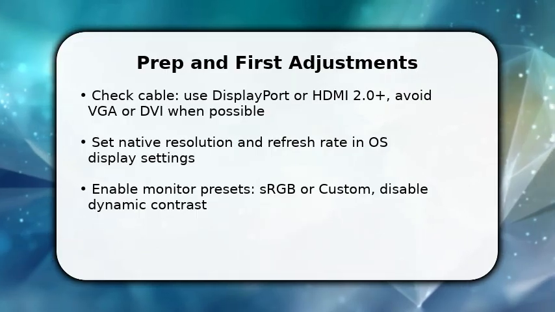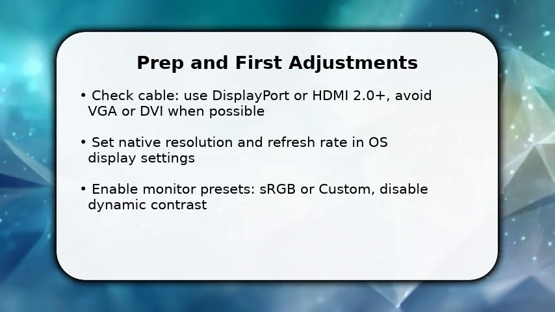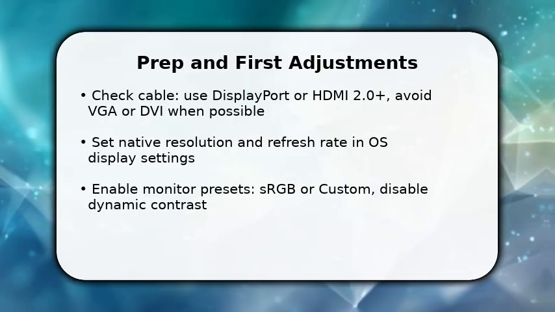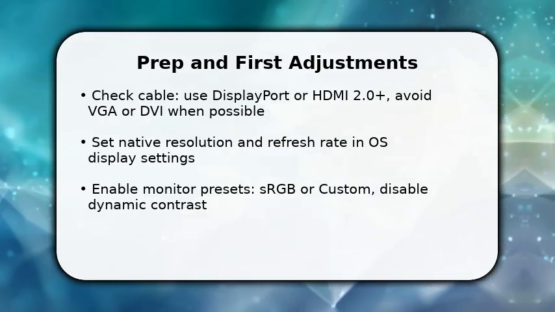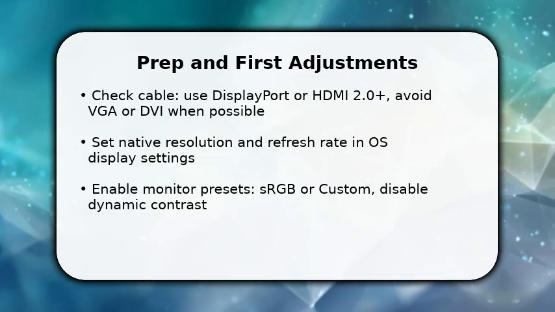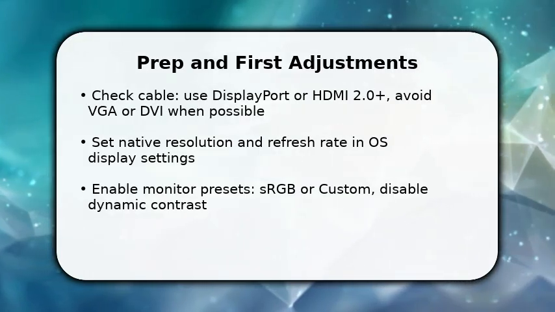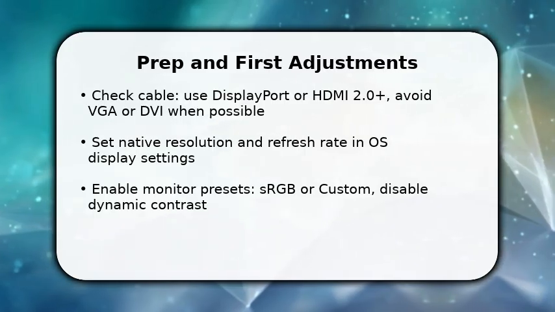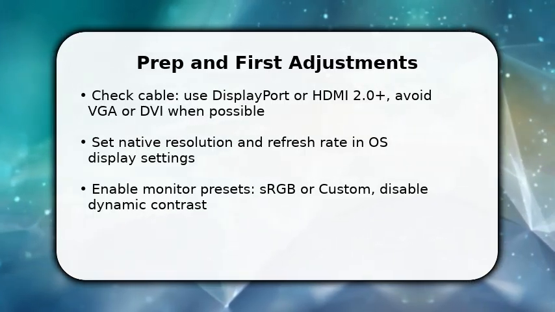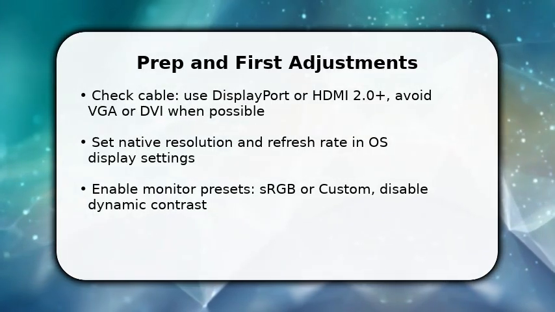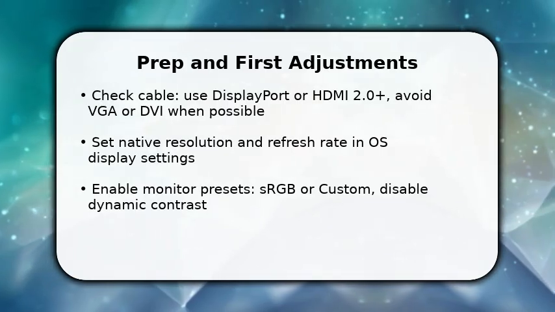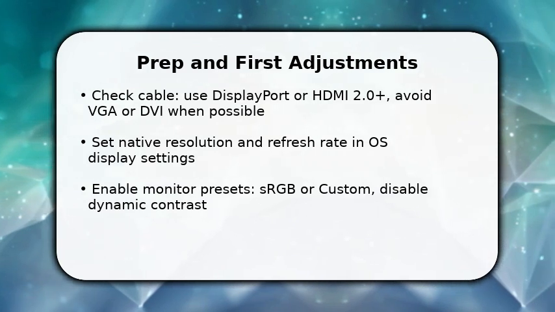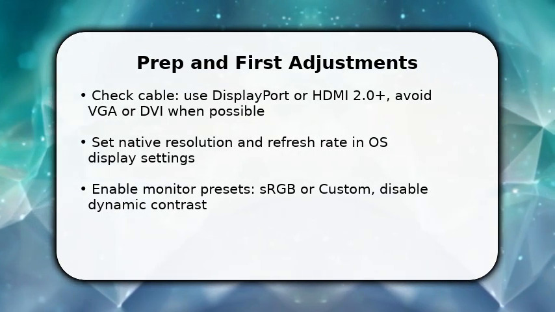You start by eliminating easy bottlenecks. Swap to DisplayPort or HDMI 2.0 cable and confirm the monitor is set to its native resolution and highest refresh rate. Once done, pick a preset like sRGB or a calibrated custom mode and turn off dynamic contrast or eco features that alter gamma. Make sure your GPU driver is up to date. Drivers communicate color and timing correctly. These first actions ensure you're working from an accurate baseline before deeper tweaks.